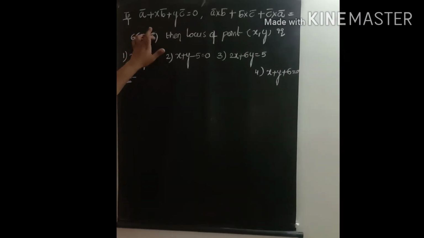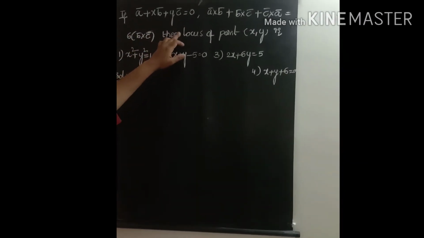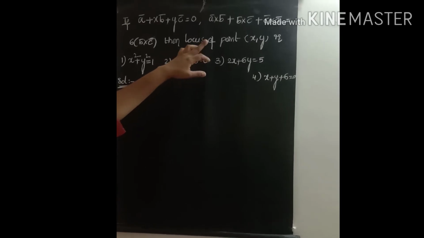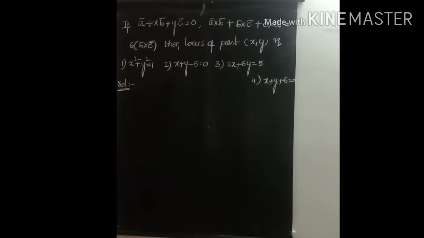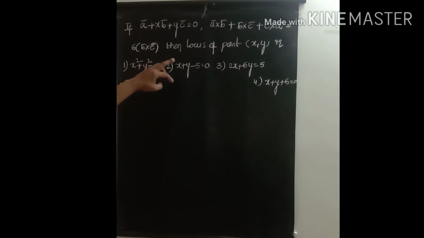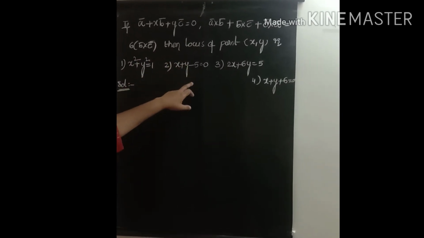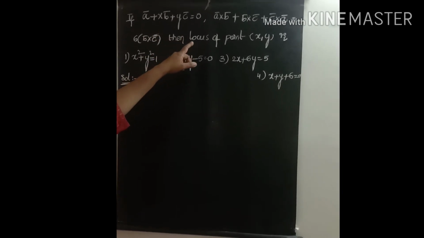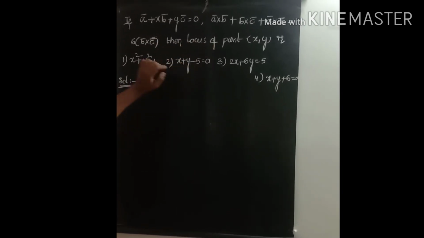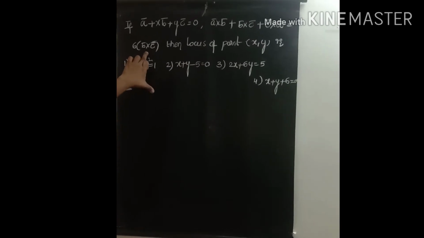If aā + xb̄ + yc̄ = 0 and a×b + b×c + c×a = 6(b×c), then the locus of the point (x, y) is... Locus of the point (x, y) means we want to find the equation in terms of x, y. So here the second condition is a×b + b×c + c×a = 6(b×c).